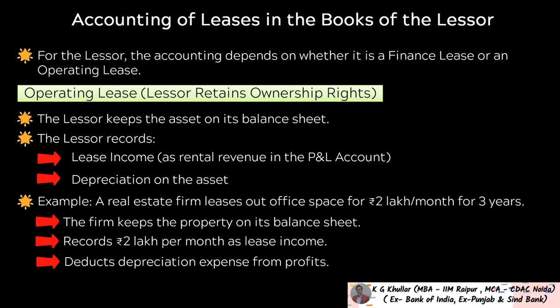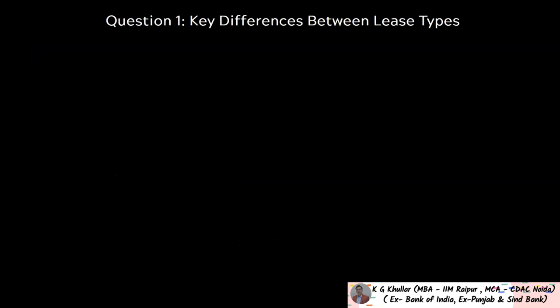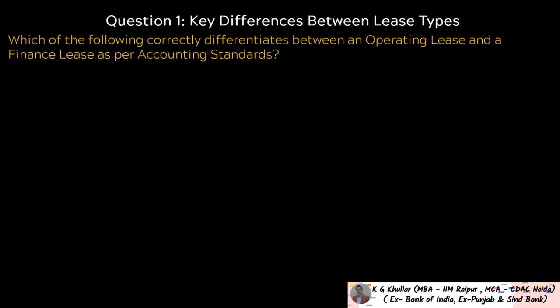Friends, with this I hope the theory part is clear to you. Next, let's do some conceptual questions that will make the concepts crystal clear to you. And the first question is, which of the following correctly differentiates between an operating lease and a finance lease as per accounting standards? And these options are given to you.